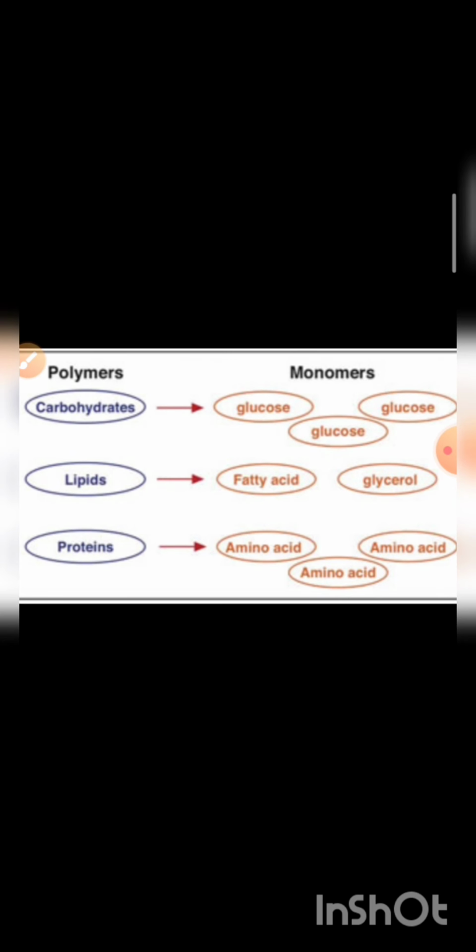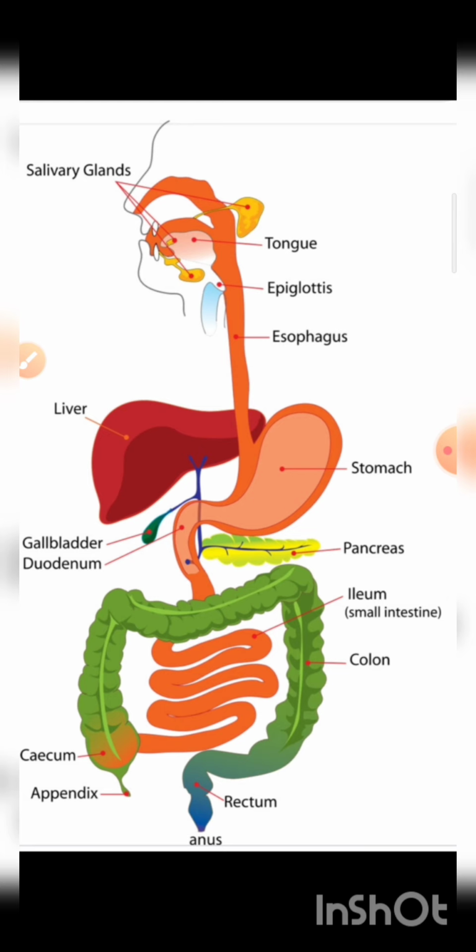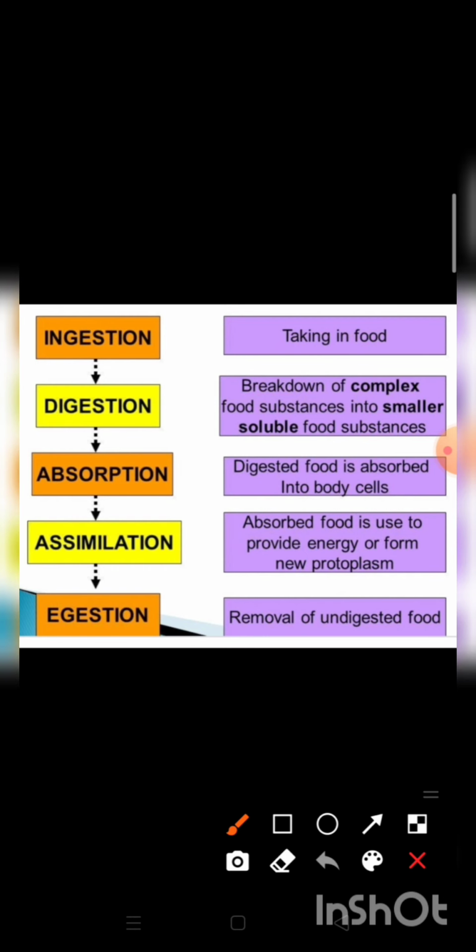The carbohydrates get broken into simple sugars such as glucose, fats into fatty acids and glycerol, and proteins into amino acids. Thus, we can say that digestion starts in the buccal cavity, where starch is digested partly, then in the stomach, protein part gets digested, and then in the small intestine, all the components of food get digested. Till now, we have completed the ingestion and digestion steps of nutrition.